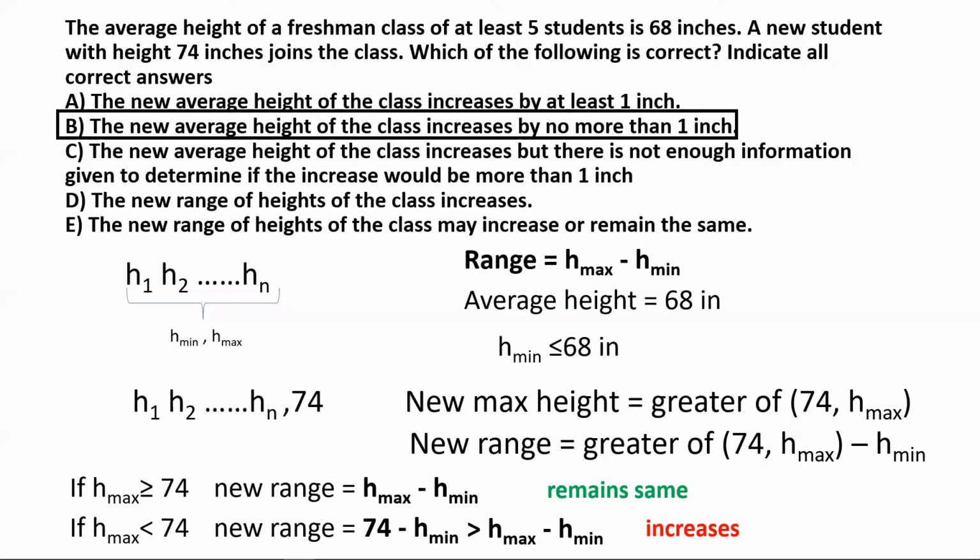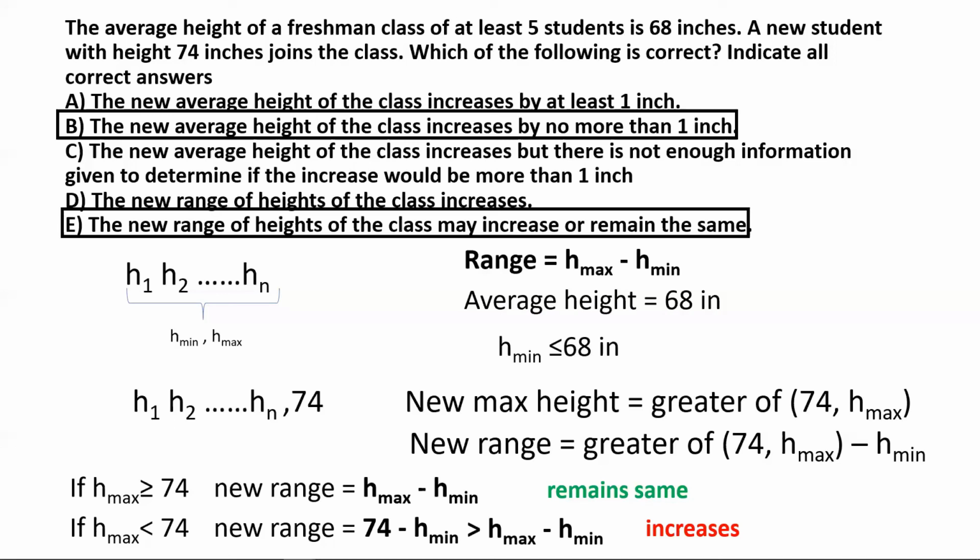So for the range, we find that there is no definitive information given from which we can conclude that the new range increases. It may increase or it may remain the same. So the correct option, or the best option when it comes to the new range of the heights, seems to be option E. So the correct choices in this case would be option B, which we have already shown: the new average height of the class increases by no more than 1 inch, and option E, which states the new range of heights of the class may increase or remain the same.